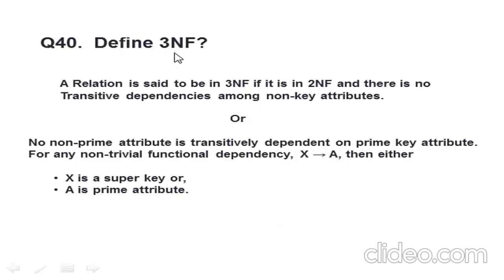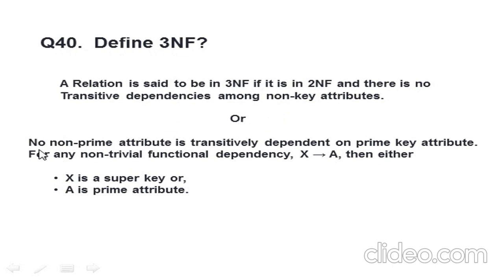Next question, define 3NF or third normal form. A relation is said to be in 3NF if it is in 2NF and there are no transitive dependencies among non-key attributes. So the first condition is that the table should be in 2NF, and for a table to be in 2NF, it should be in 1NF. The second condition is that transitive dependencies should not be there.